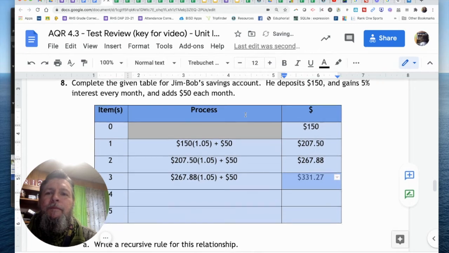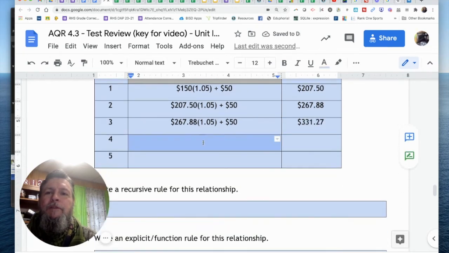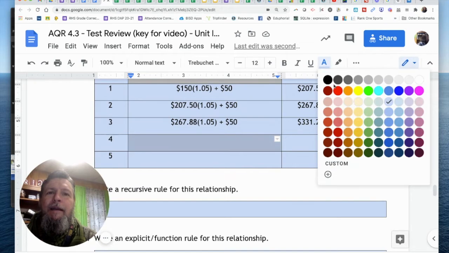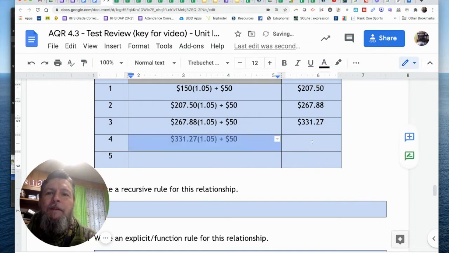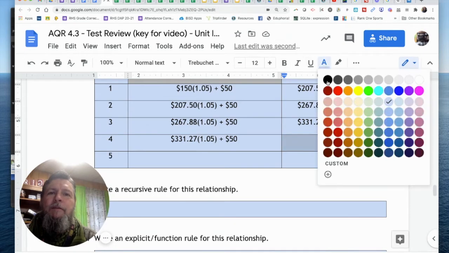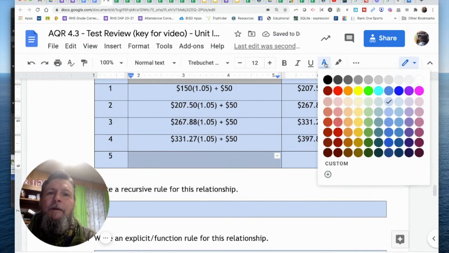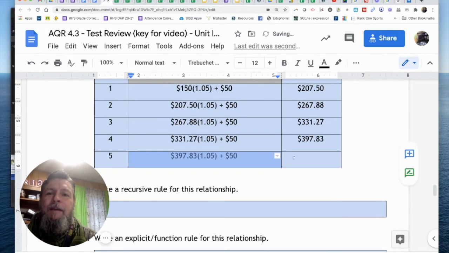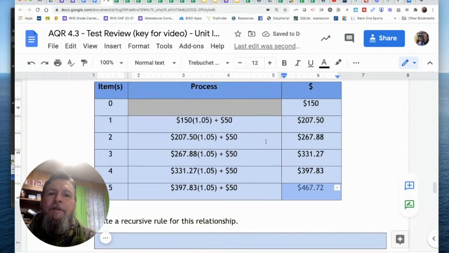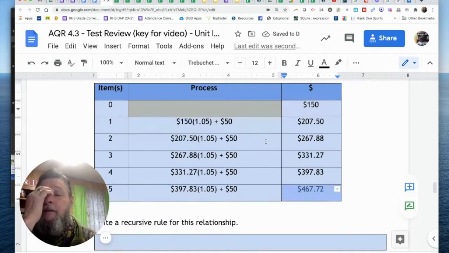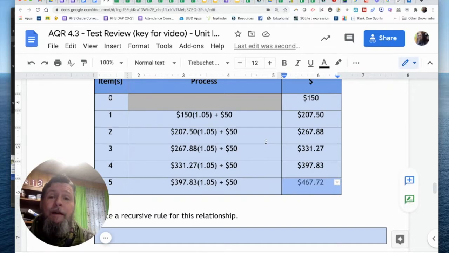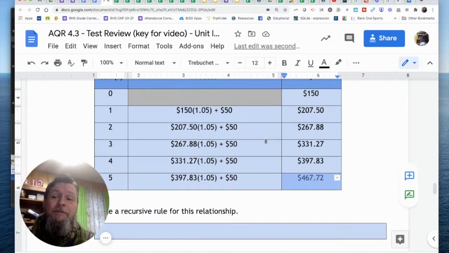On the 4th iteration in the 4th month, he's going to add 5% plus $50, and that brings him up to almost $400. Oh, it's $397, almost $400. I apologize. When we finally do it to that $397, you add 5% and add $50 also, and you end up with, after 5 months, $467.72. Okay? So, I'm going to be honest with you, you're not going to find a bank account that gives you 5% interest every month.